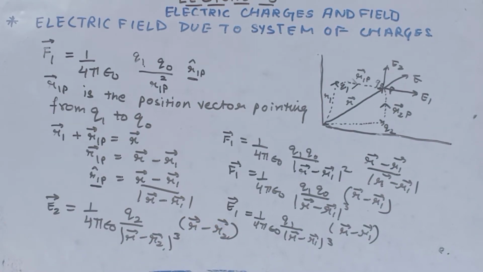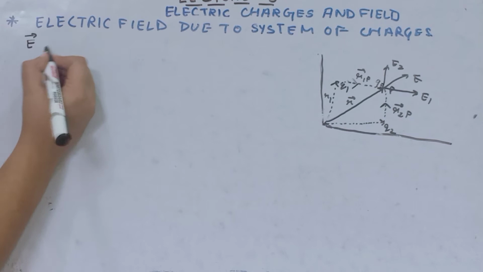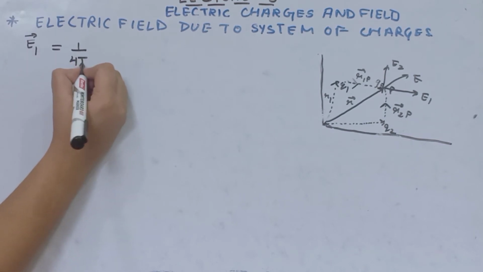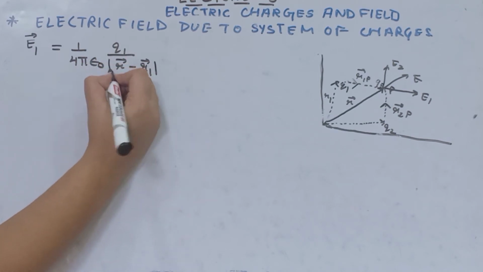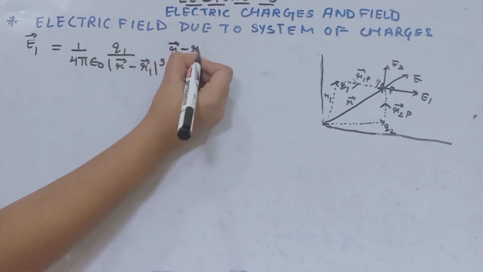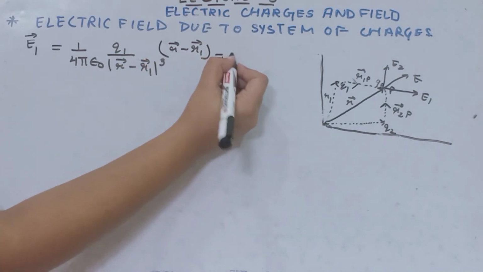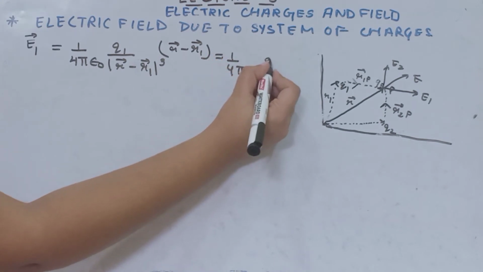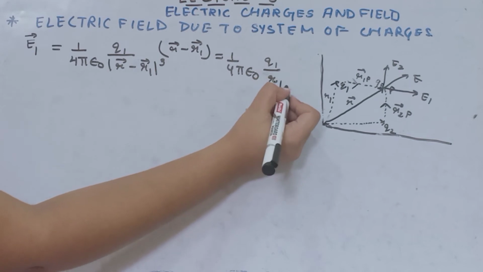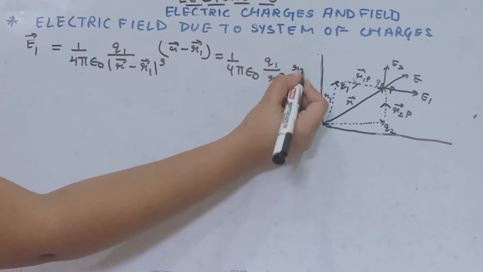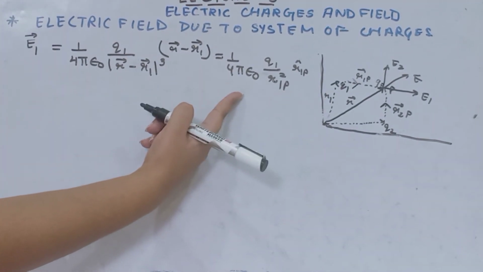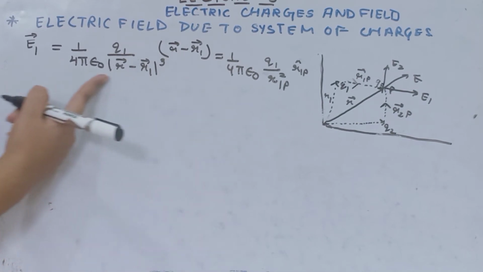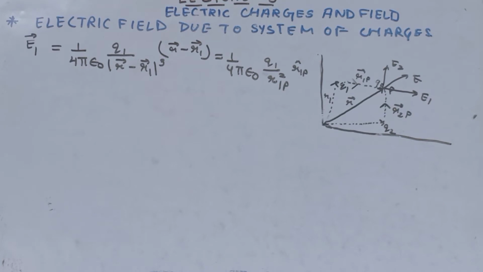Okay. So now let us write if we have n number of charges. So we have got electric field E1 as 1 upon 4 pi epsilon naught Q1 upon magnitude of R vector minus R1 vector whole cube into R vector minus R1 vector. And this is nothing but 1 upon 4 pi epsilon naught Q1 upon R1P whole square into R1P cap. Fine. So in the unit vector notation, this is the case, and if we have to represent it in a vector way, then this is the correct representation.